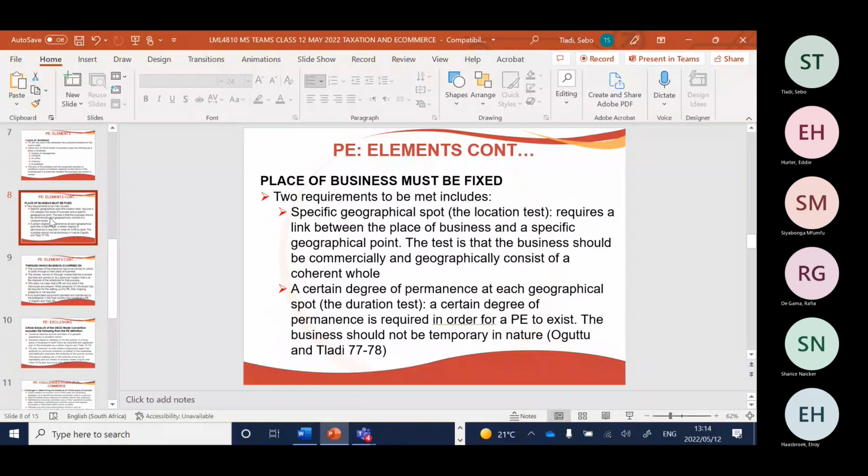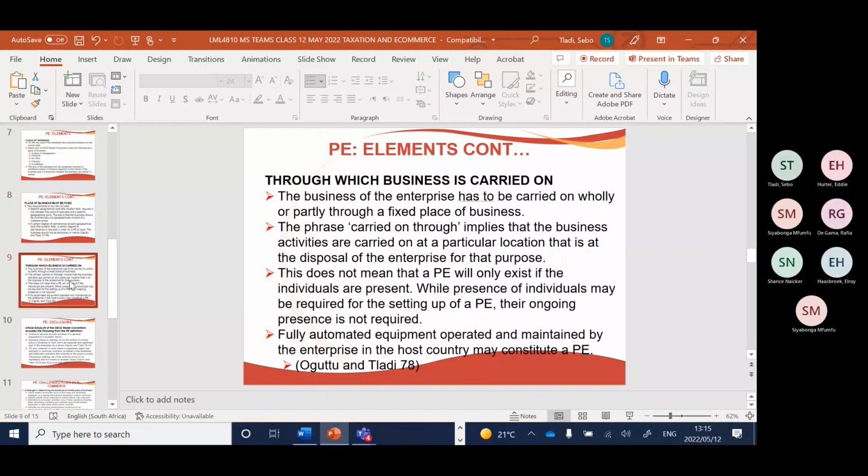Moving along with the elements of a PE, a place of business must also be fixed. There are two requirements. Number one, there must be a specific geographical spot or location, what is referred to as the location test, which requires a link between the place of business and a specific geographical point. The test is that the business should be commercially and geographically a coherent whole. Number two is the duration test: a certain degree of permanence is required at each geographical spot in order for a PE to exist. You can also go to that article and find out more about that.